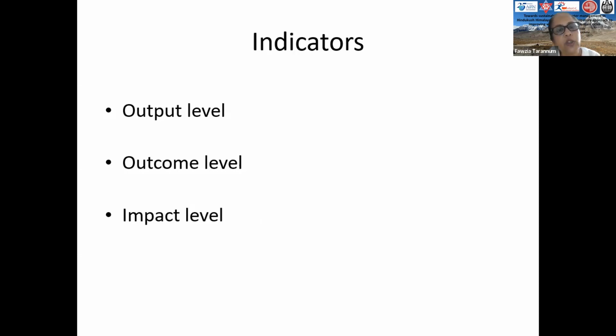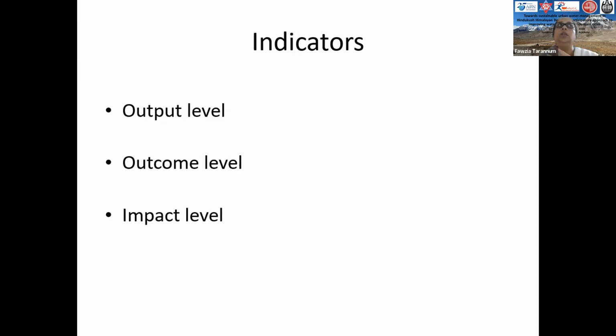Impact level indicator is always a long-term kind of thing. So impact level, like better health. Somebody said health, mental health, physical health. So you start seeing improvement in health. You start seeing more enrollment of students in schools. You start seeing more engagement in economic activity.